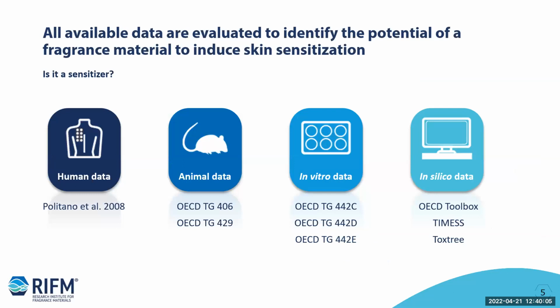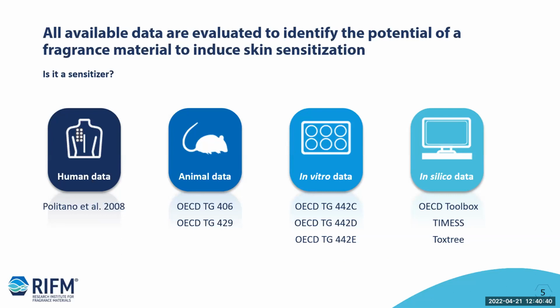We look at historical human data, focusing on the confirmatory human repeated insult patch tests conducted following our published protocol by Politano et al. 2008. The question here would be to ask, are there any known incidents of humans reacting to this chemical? We also look at historical animal data, and these include guinea pig tests covered by OECD Test Guideline 406 and murine local lymph node assays covered by OECD test guideline 429.